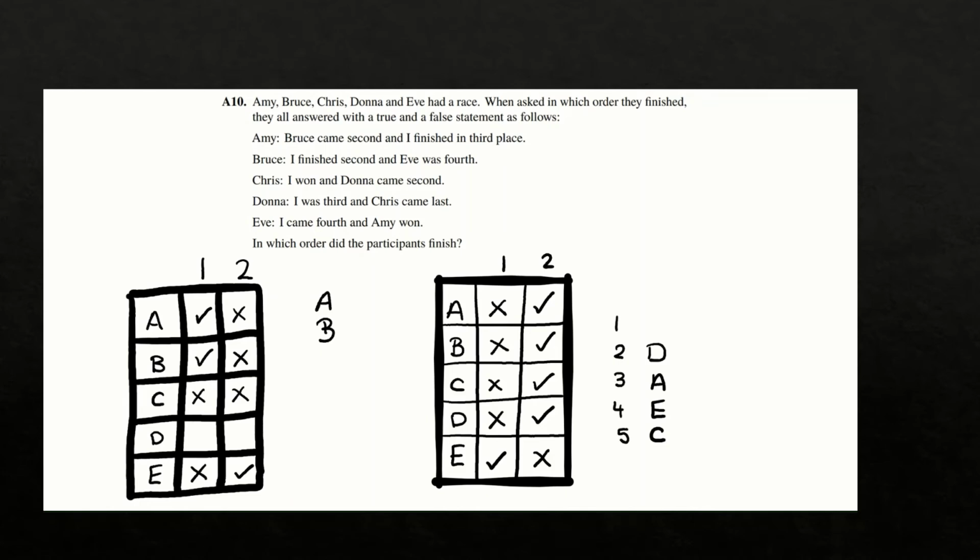Now we have the people in the positions of second, third, fourth, and fifth. This just leaves out the person in first place, and as Bruce is the only person not mentioned already, Bruce must have come first, and hence the final order is Bruce, Donna, Amy, Eve, and then Chris.